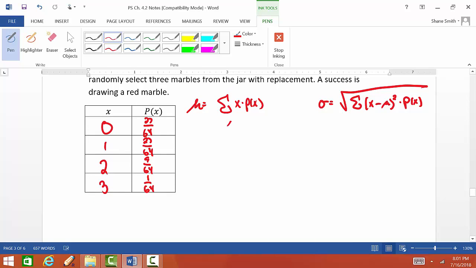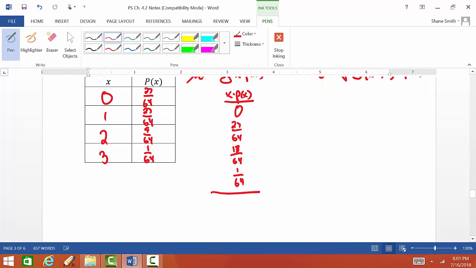Okay, so to find the mean, this is x times the probability of x, so we have to multiply across. That's 0 times 27 over 64, which is 0. 1 times 27 over 64. 2 times 9 over 64 is 18 over 64. 3 times 1 over 64 is 1 over 64. And if we add all these together, we get 48 over 64.